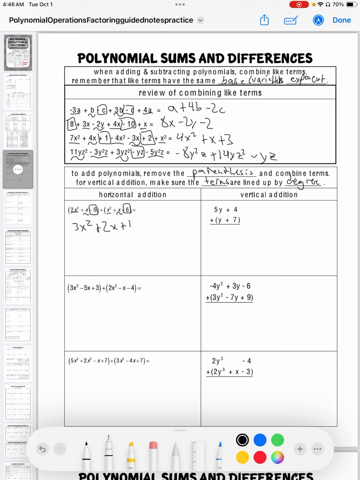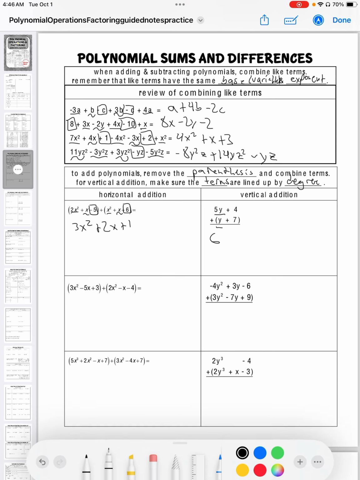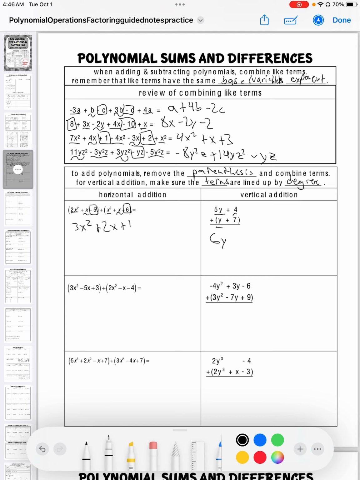For vertical addition, it works very similarly. 5y plus y would be 6y. And 4 plus 7 would be 11. So hopefully that will help you to fill in the rest.